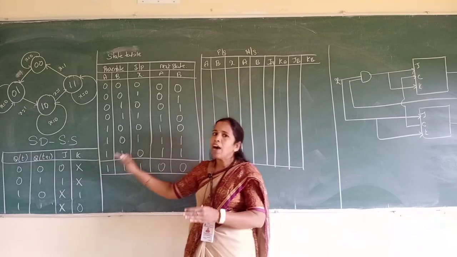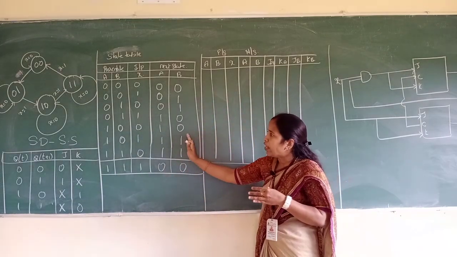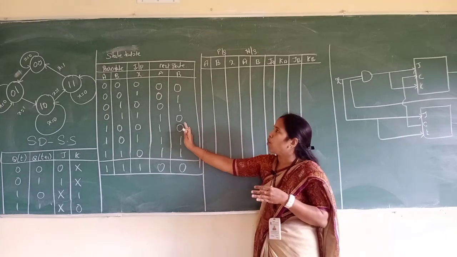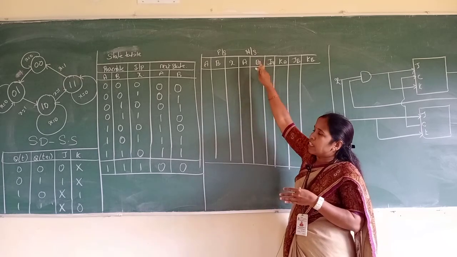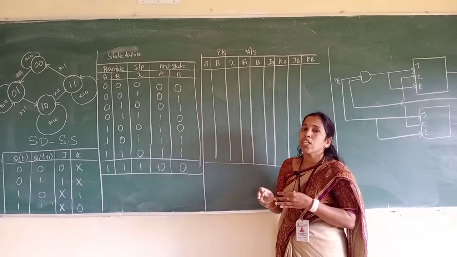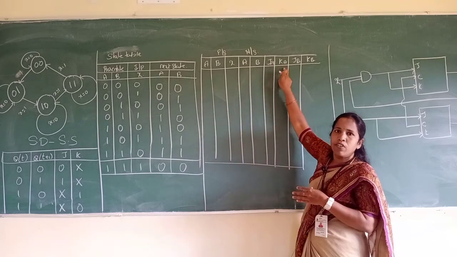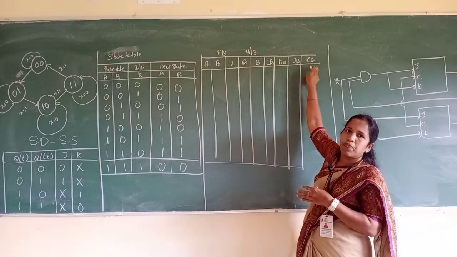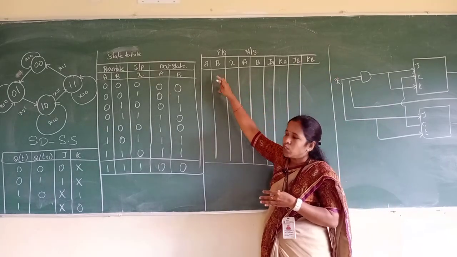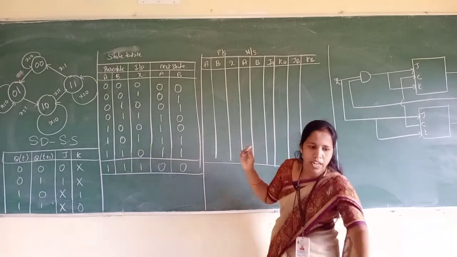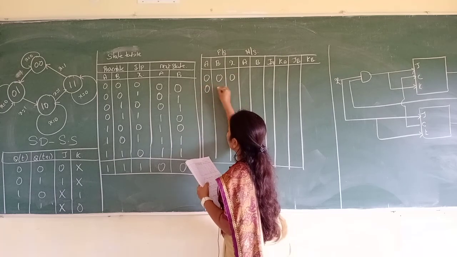So for this I have to generate a new state table, which includes all the columns of this state table. I am taking present state AB, input X, and next state. Now I am using the excitation table of the JK flip-flop, so we have JA, KA and JB, KB. Now the same values I will write down here. First these values I will write: 0, 0, 0.